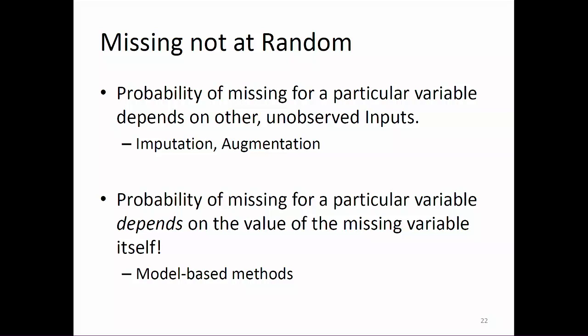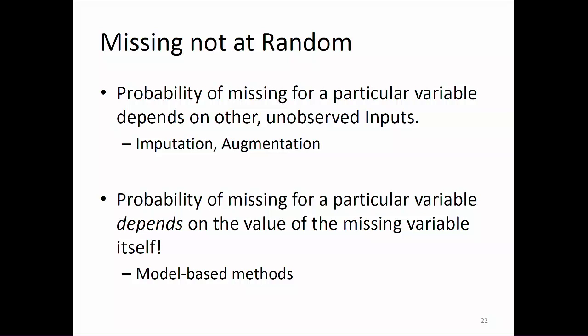Or in fact, you can't tell if the sensor stopped working or if it's because it was out of bounds or anything else. So dealing with data that's missing not at random is actually the most complicated one. We won't really be talking about that at all in this course. The methods that you use to deal with this are typically model-based methods, sometimes Markov chain Monte Carlo methods as well.